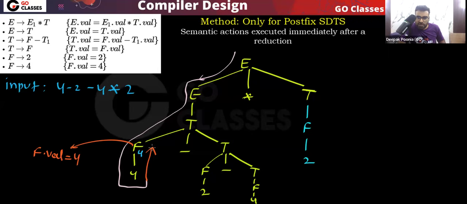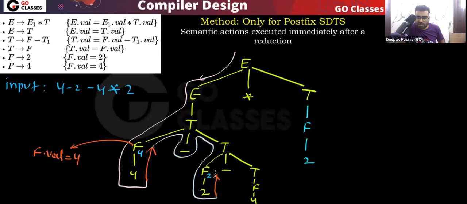Keep going till you find the next reduction. We got our next reduction now. This 2 is reducing to F. Immediately after this reduction, the corresponding semantic action we will perform. F dot value will be 2. Is this clear? Very simple.